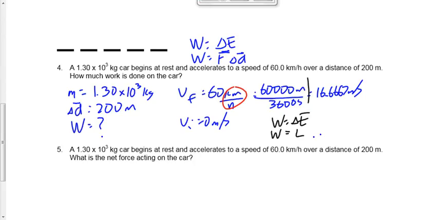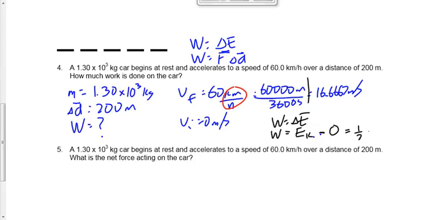EF minus EI, we got kinetic energy as the final energy. What kind do we have at the beginning when the car's at rest on the ground? No. It's at rest. Just because it's at rest doesn't mean it has potential, remember. It's got to have a height to have potential. It's not moving, so no kinetic, and it doesn't have a height, so there's no potential. So the change in energy is simply equal to the kinetic energy that it ends with minus 0.